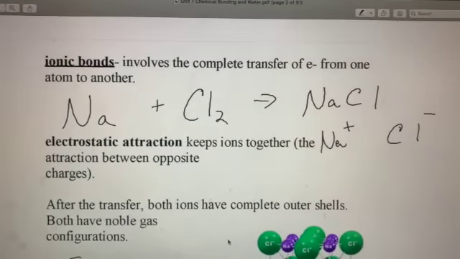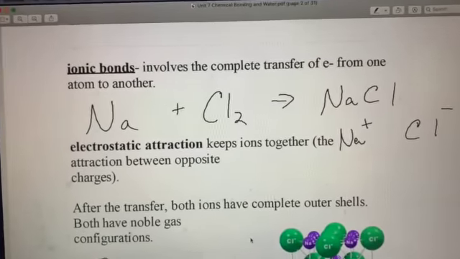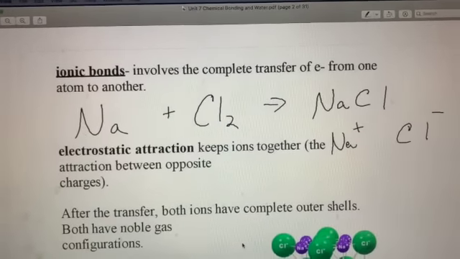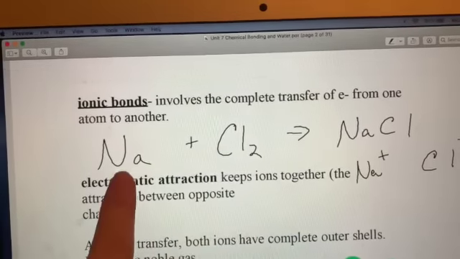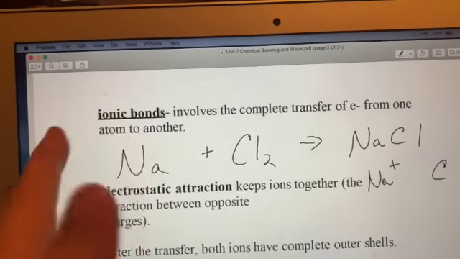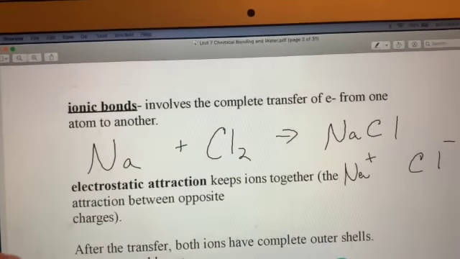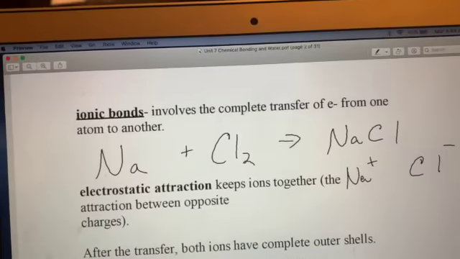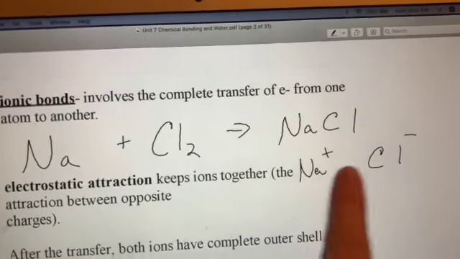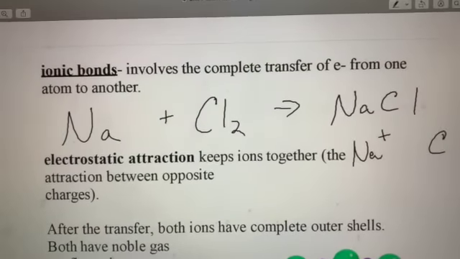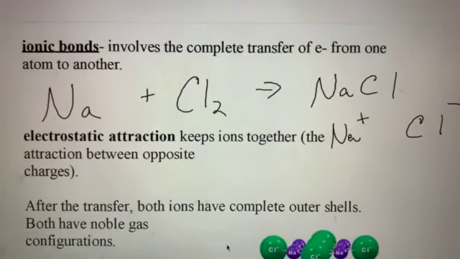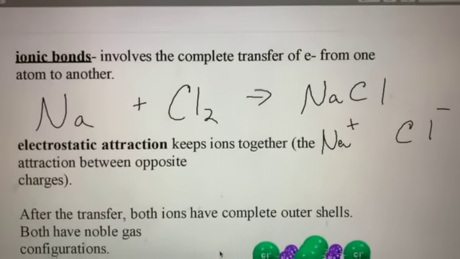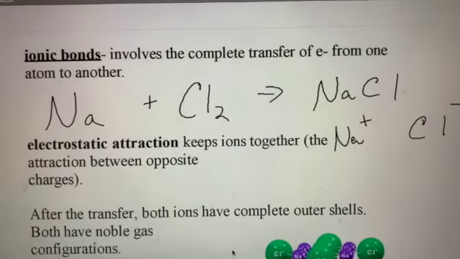All right, so let's talk about ionic bonds. And again, we are used to this. We have dealt with ionic compounds quite a bit. Ionic bonds involve the complete transfer of electrons from one atom to another. So sodium atom and the chlorine molecule, because it's diatomic, both of these are neutral. They do not have a charge. But what they will do in the presence of each other is sodium will lose an electron, those chlorides will gain them. They will become ions that have full charges, and then they end up becoming stuck together. And that is because of what we call electrostatic attraction, the attraction between opposite charges. All right, after the transfer, both ions have complete outer shells and both have noble gas configurations. So they're nice and happy.